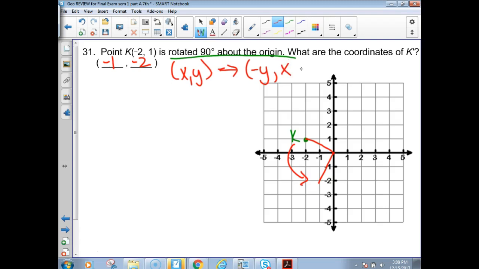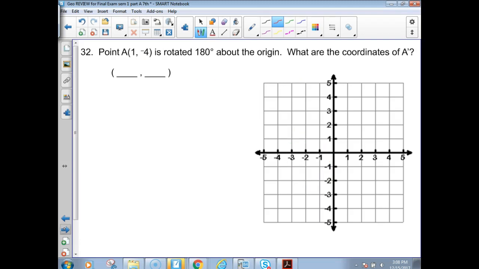So (x, y) becomes (-y, x). What I did was change the sign of the y value, which was -1, and then I switched it. So it would be (-1, -2). That follows the rule and follows the visual.